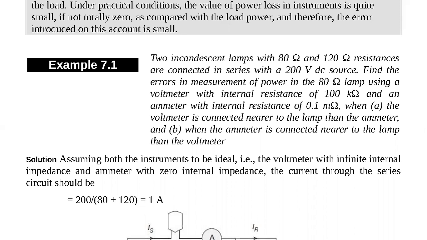You first calculate the current through the circuit, assuming that the instruments are ideal, and then you proceed and work out the other values. For case A, that is when the voltmeter is nearer to the lamp, and for case B, when the ammeter is the one that is nearer to the lamp.